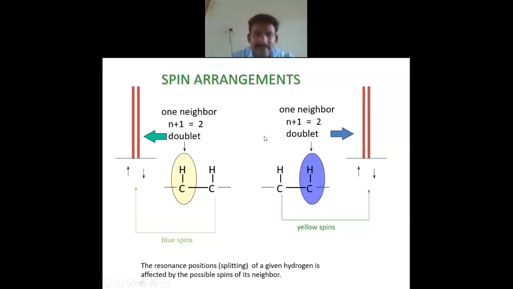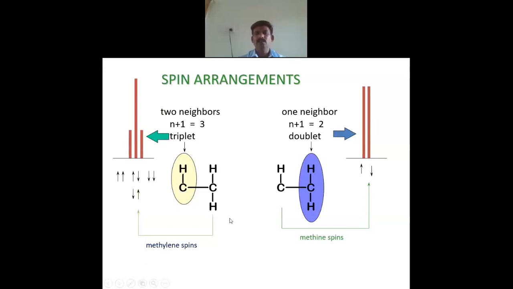See, spin arrangement. How does spin arrangement occur? So one neighbor, n plus 1, is equal to a doublet. Here see, same example. So one is up, another one is down. So the n plus 1 rule means doublet. Here also n plus 1 means doublet. So one is up, okay, same doublet will come. And one is up, one is down.